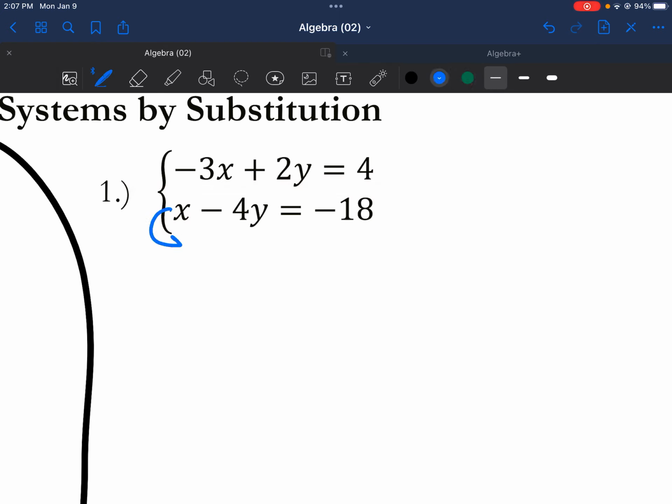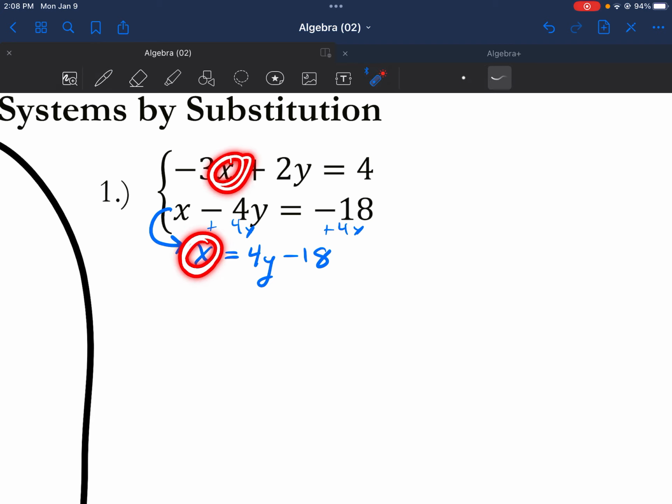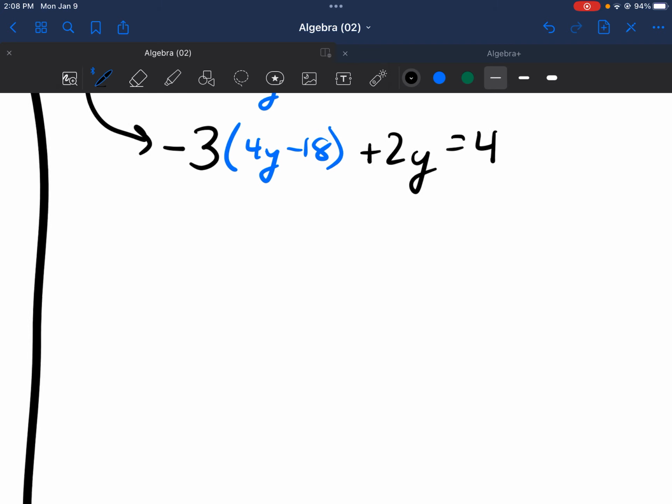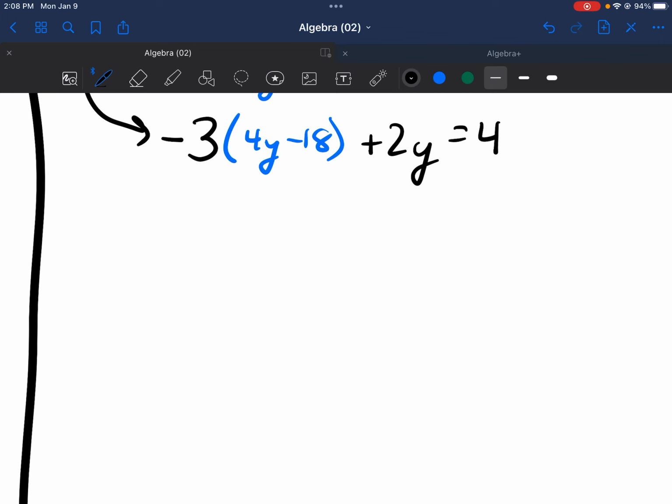So I'm going to change this and I get x equals, I'm going to add 4y to both sides so that I can isolate it. And so I get positive 4y minus 18. Now I'm going to take this x and substitute in the other equation. The reason I'm using the other equation now is because I didn't change that one. I isolated my x, which is 4y minus 18, and I'm plugging it into the other equation. Because now look, if I get rid of all the distraction, I'm just dealing with this, and there's only one variable left, so I can distribute and solve for it.